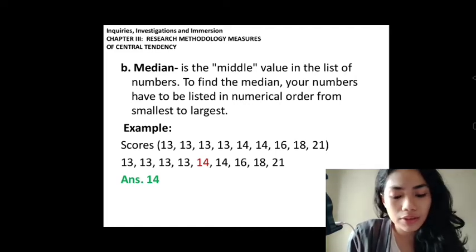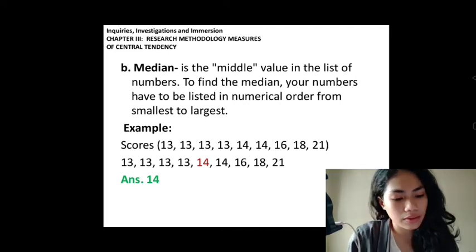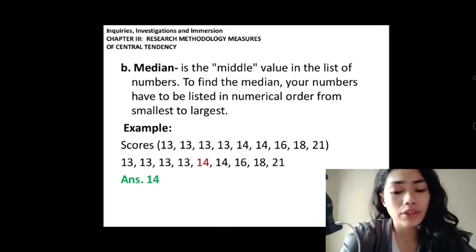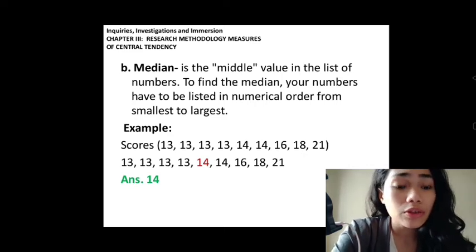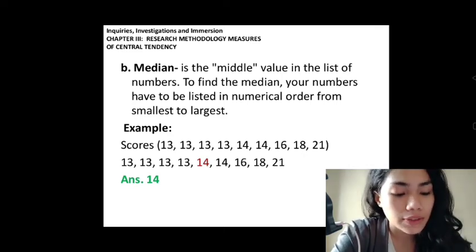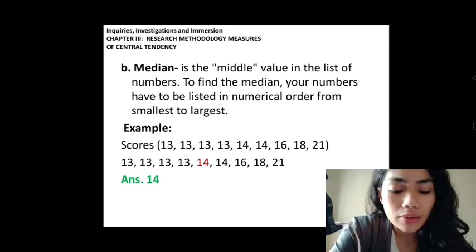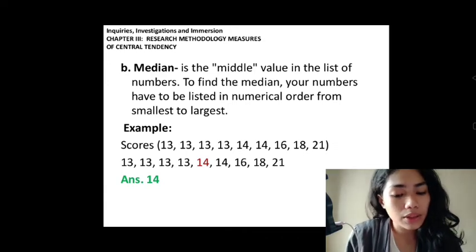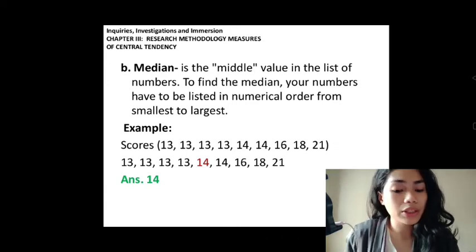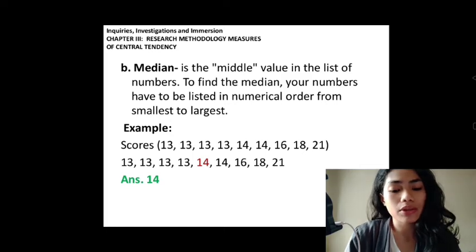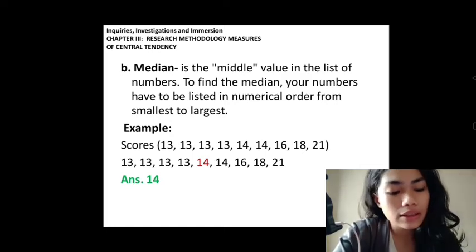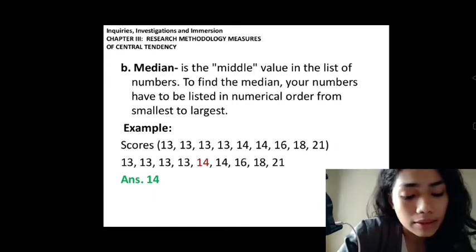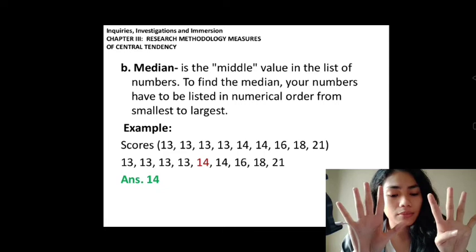So, the first example is the samples of 14, 13, 21, 13, 13, 13, 14, 16, and 18. So before we find the middle value, we are first going to arrange them from smallest to largest. So 13, 13, 13, 13, 14, 14, 16, 18, and 21. Kung bibilangin natin sila, they are all 9 elements.